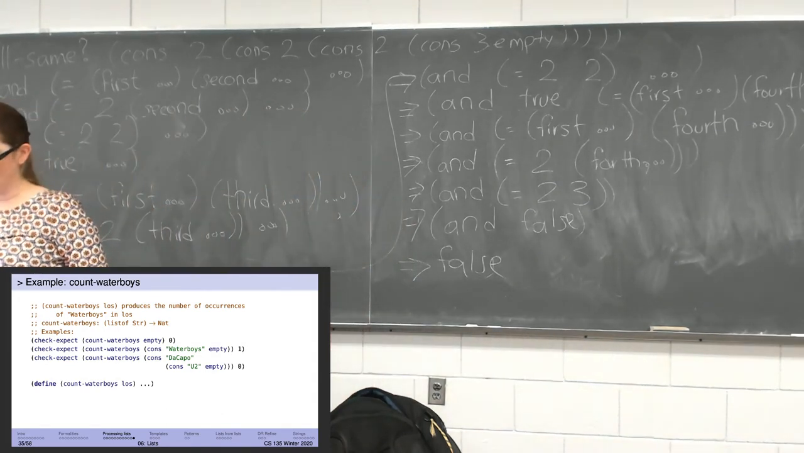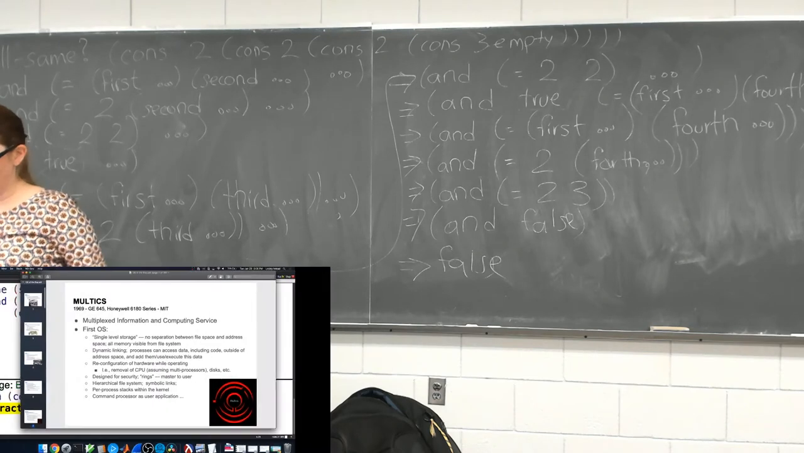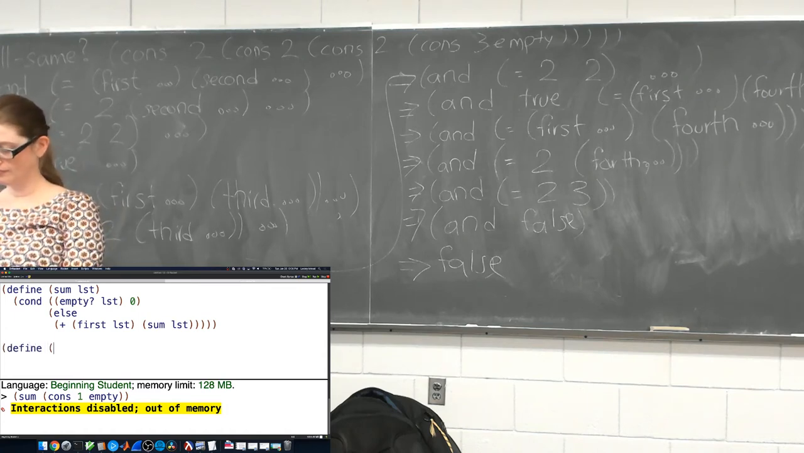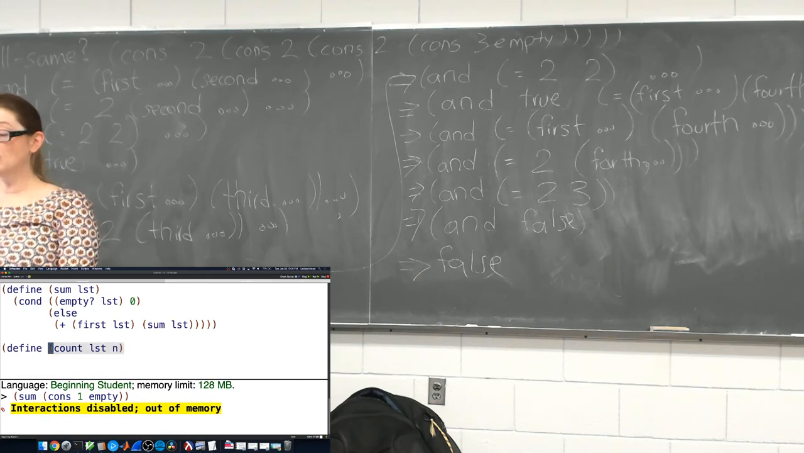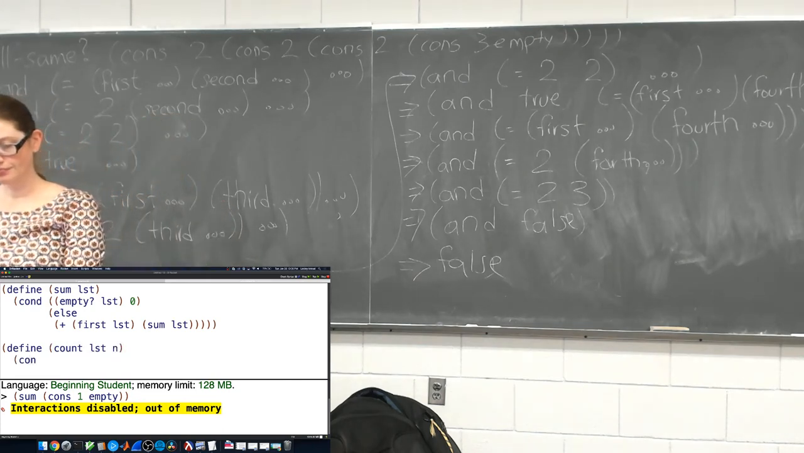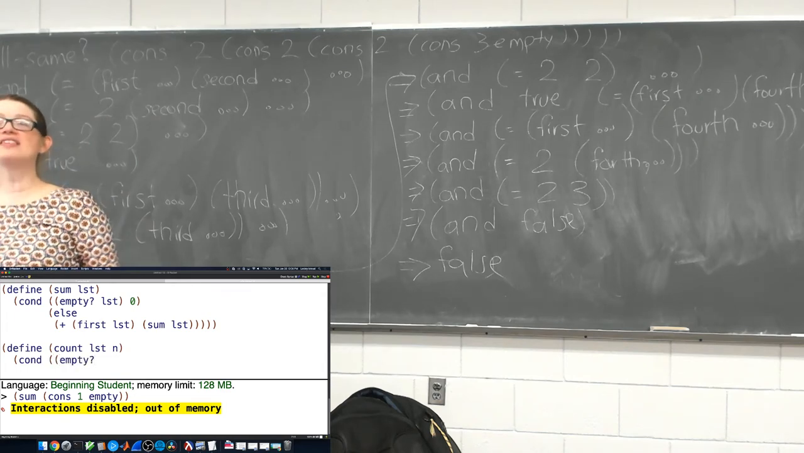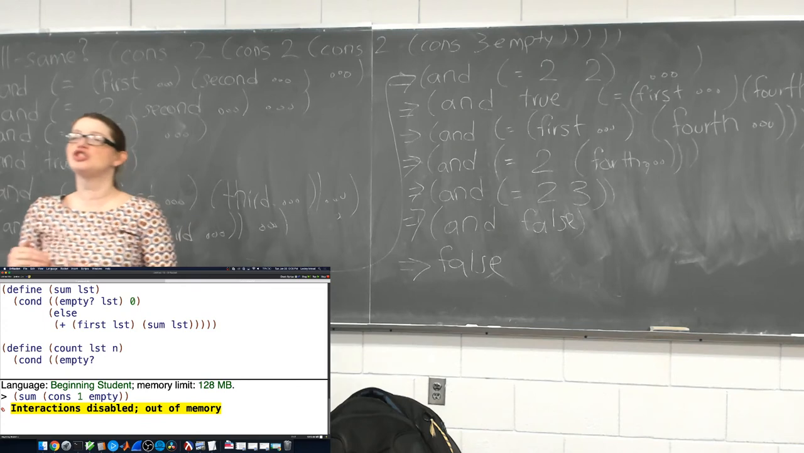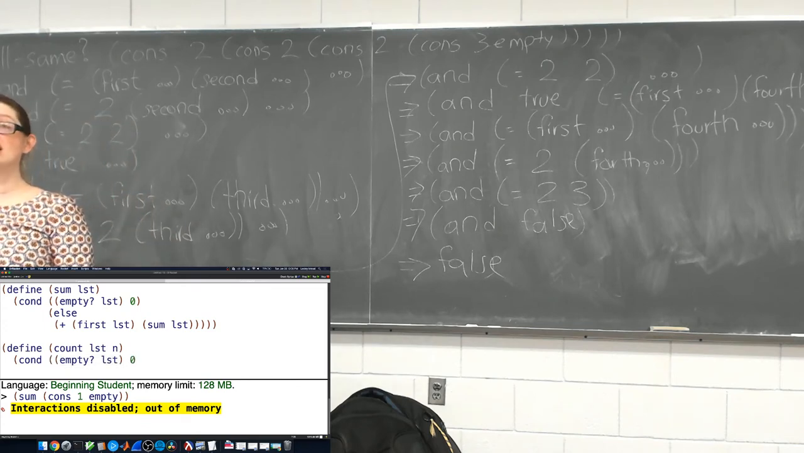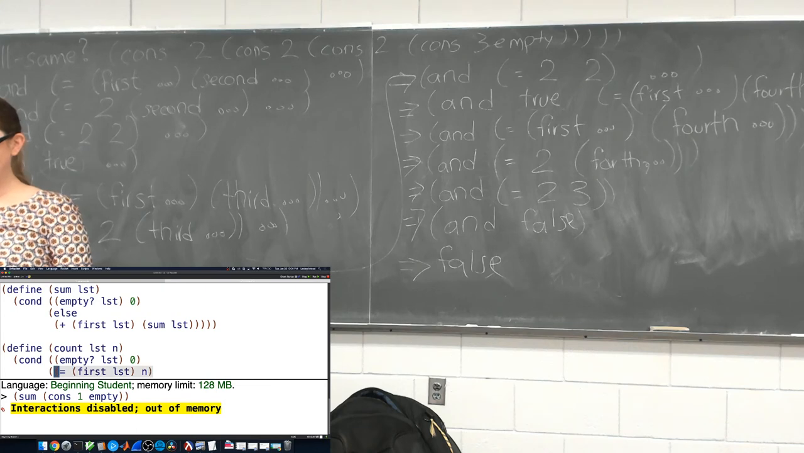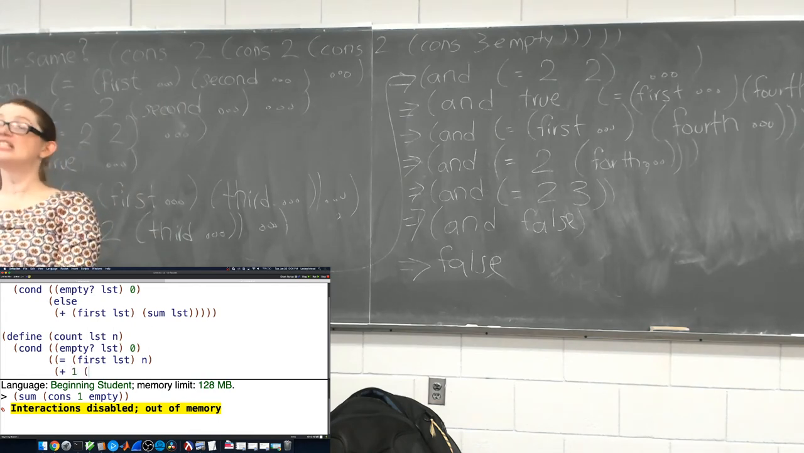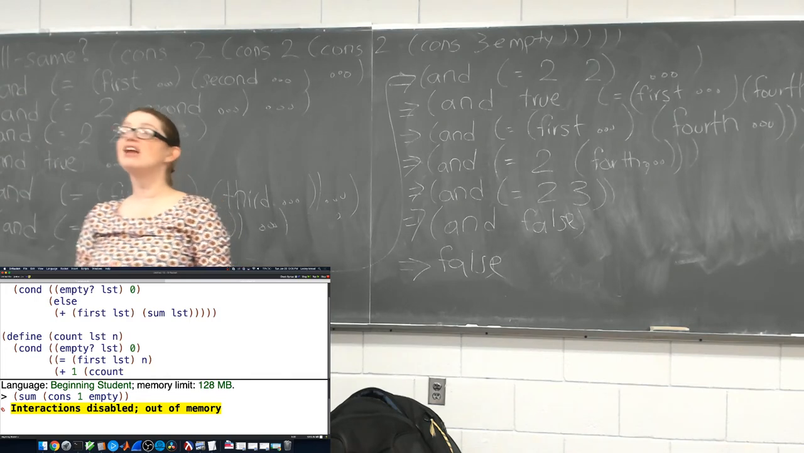So what does that look like? Oh, I don't think you guys want to hear about multiples. All right. So how do we do that? So I'm looking for some item n in my list. I'm still following the template. The basic framework is still the same, even though we're going to have an extra condition question. So if the list is empty, the item doesn't exist. Now, if the first of the list is equal to n, then we have found the thing we are looking for, and we're going to add one to the count of however many times this item occurs in the rest of the list.